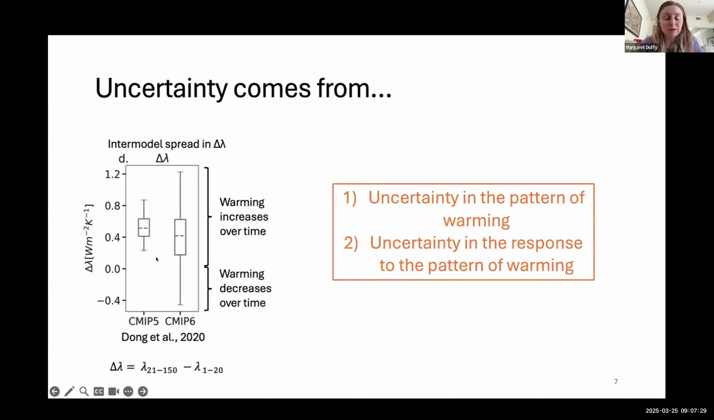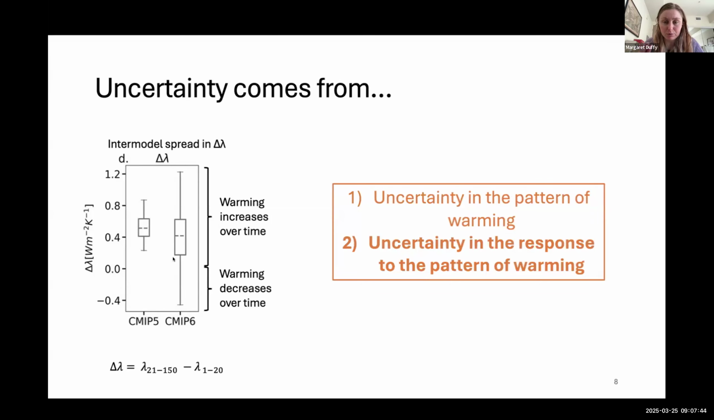Okay, so the uncertainty in the delta lambda, to my way of thinking, comes from 2 different sources. One is uncertainty in the pattern of warming, especially that zonal SST gradient, and also uncertainty in how the atmosphere responds to a given pattern of warming. And this talk is focused on part two, but part one is also incredibly important.